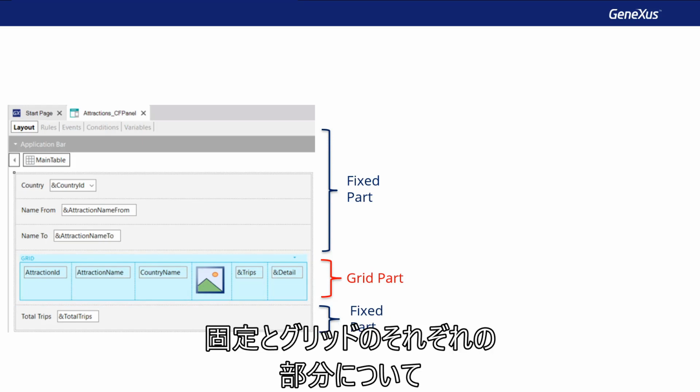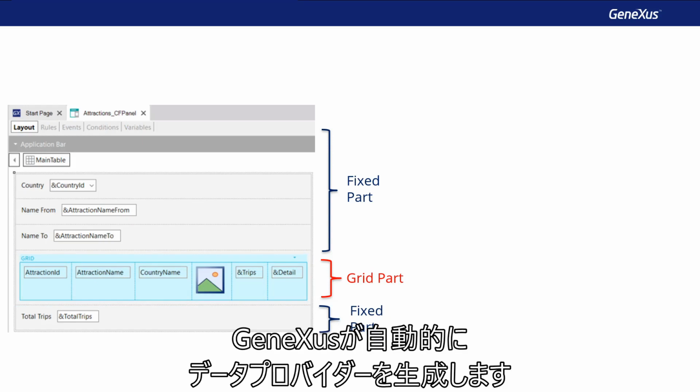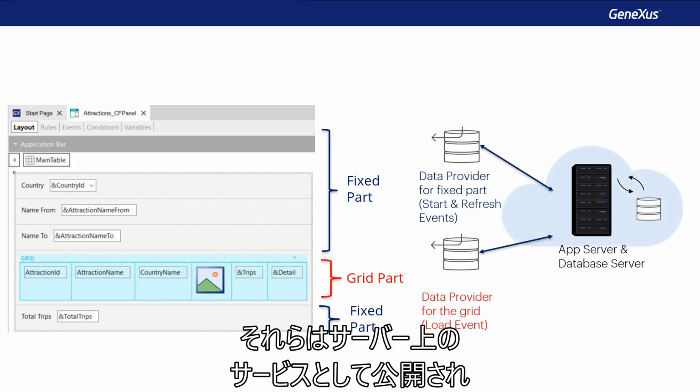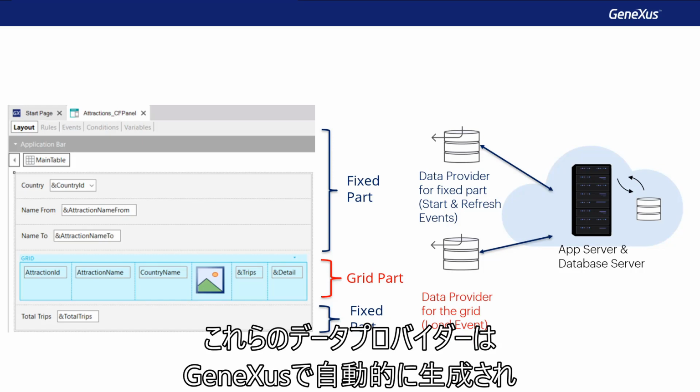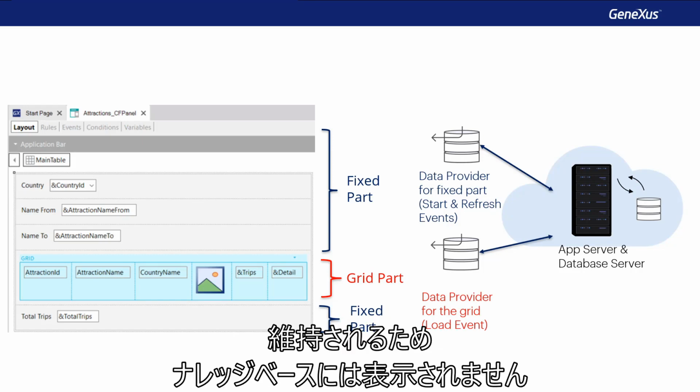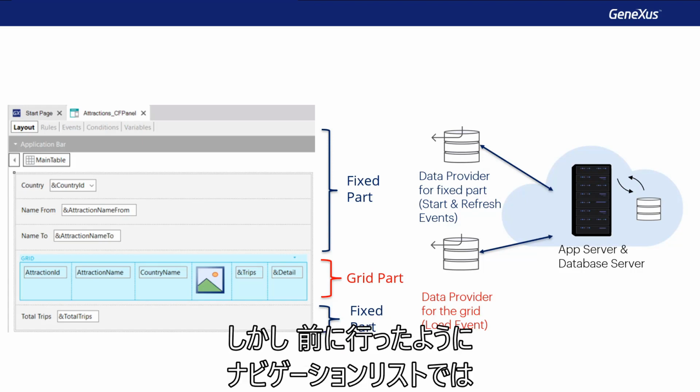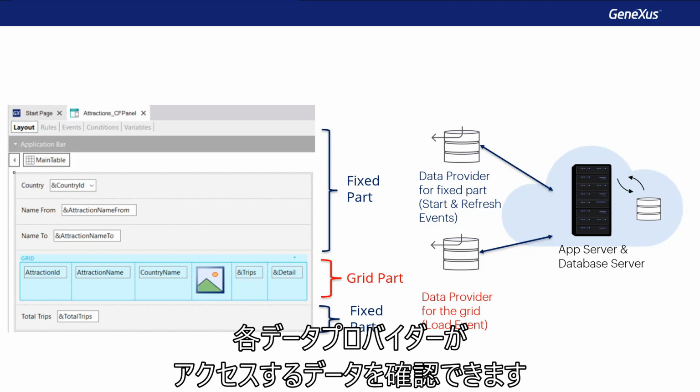For each part, fixed and grid, GeneXus will automatically generate data providers that will be published as services on the server and will resolve data access. We will not see these data providers in the knowledge base because GeneXus will generate and maintain them, but we will be able to see the data accessed by each one if we see their navigation list, as we did before.